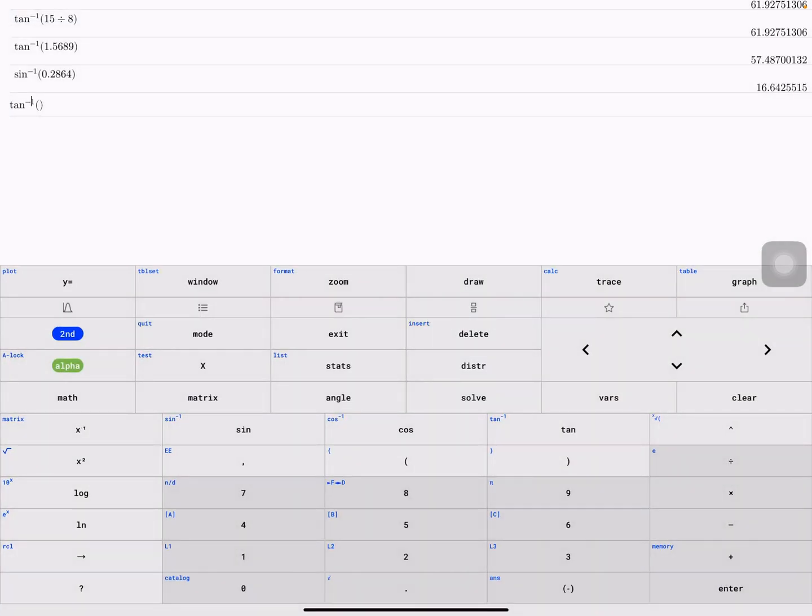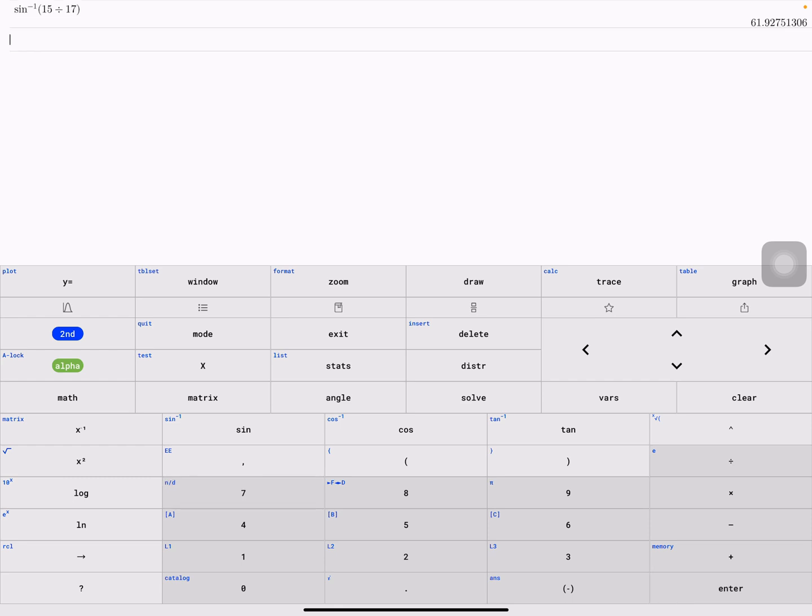So if I do second sine and type in the value 15 over 17, it gives me an angle of 61.92 and so on degrees. If I do cos inverse and I put those related values in, 8 over 17, I get 61 degrees. And then if I do second tan and put the values in, I get 15 divided by 8, and I get 62 degrees approximately.